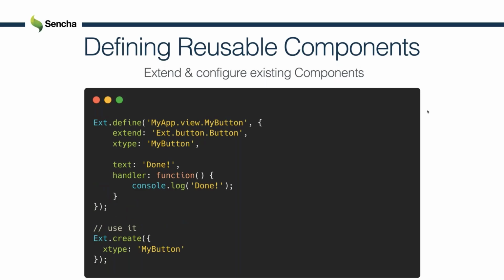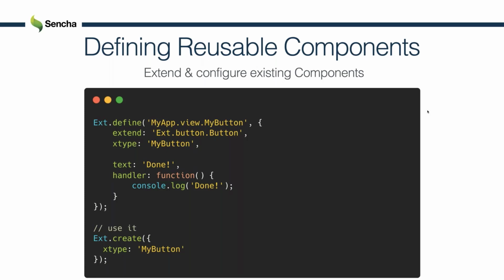Generally speaking, in our applications, we don't create components directly. We try to encapsulate their configurations in our own classes. So we make use of this API called Ext.define, where we create our own component based on one of the library components, or in fact based on one of our existing custom components. In this case, we're extending the button class and creating a new class called myButton, a new component.